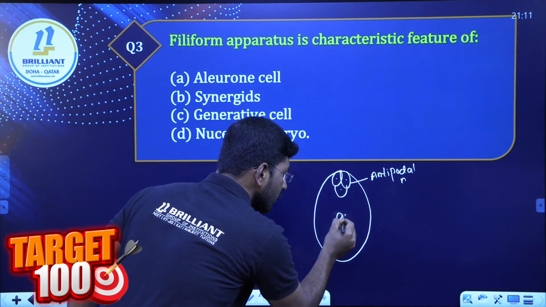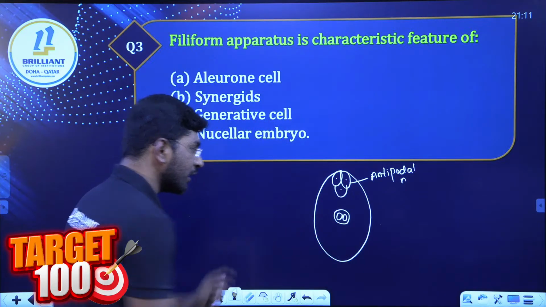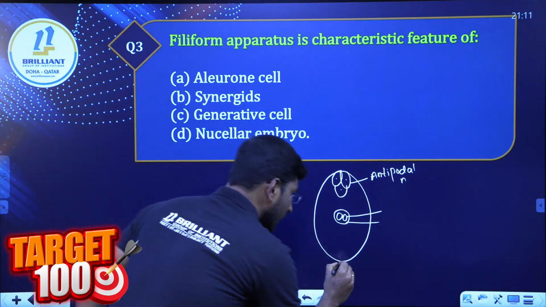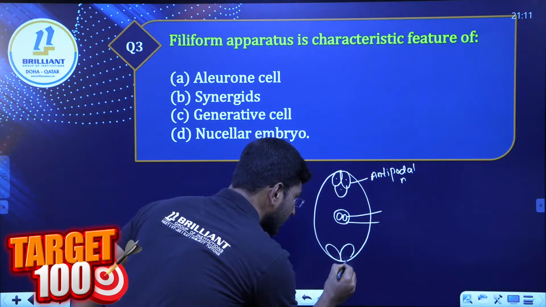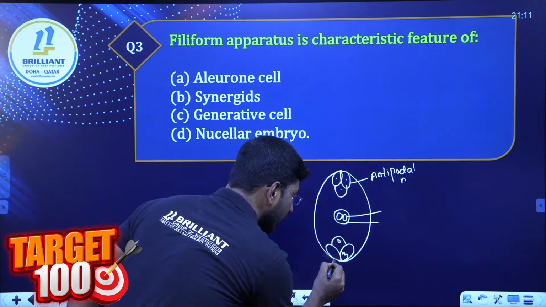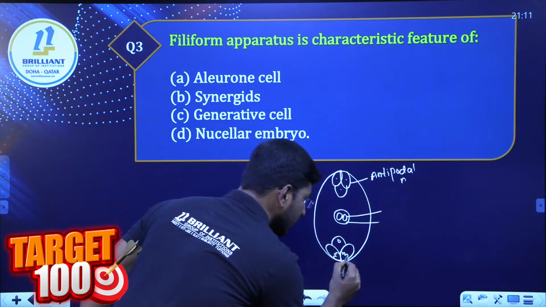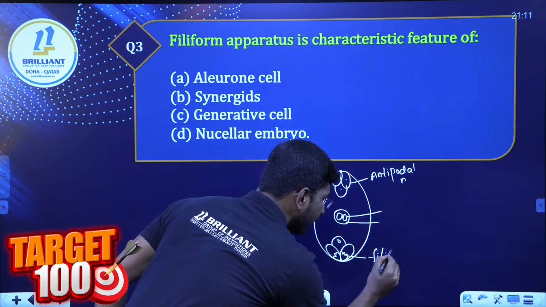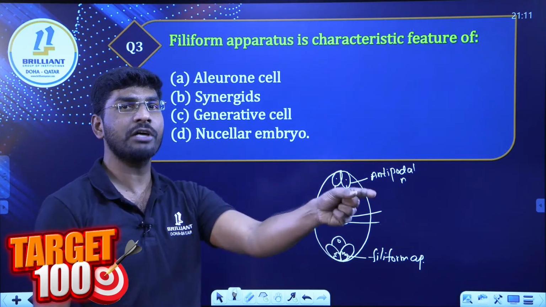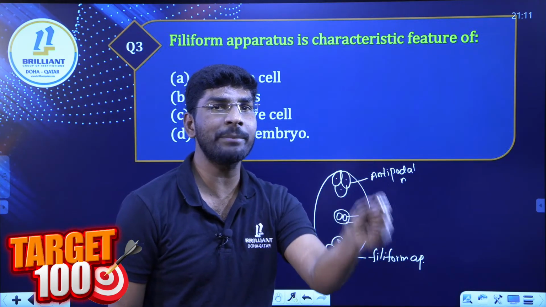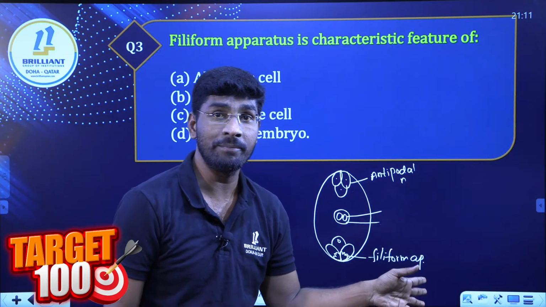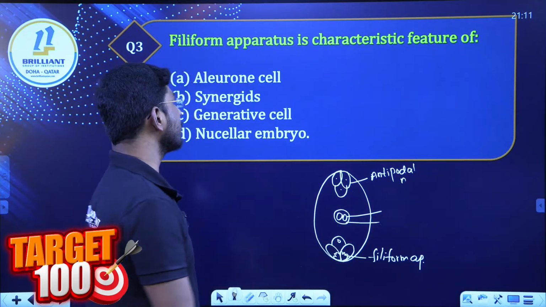This is called the central cell, with the polar nuclei, and it is diploid. Here these 2 cells are called synergid cells, and the egg cell is in between. The structure present in the synergid is called the filiform apparatus. Remember its function: the filiform apparatus guides the pollen tube towards the female gamete, that means the egg. Now look at what the options are asking.